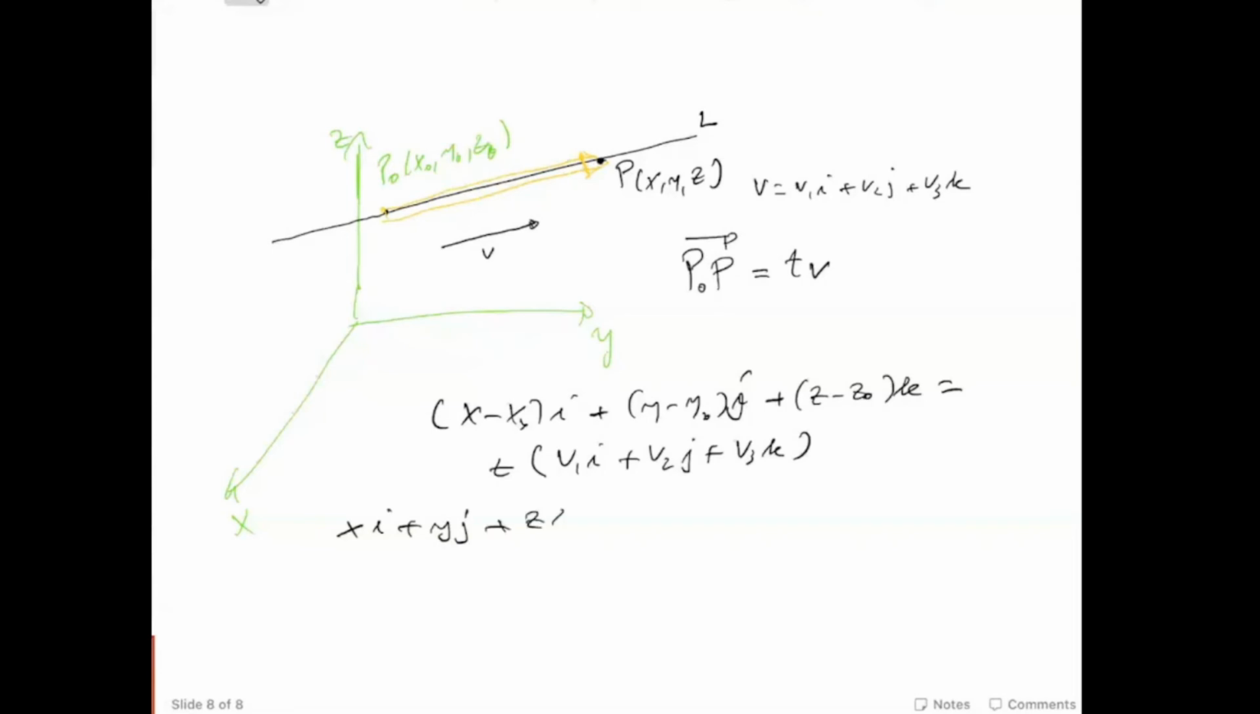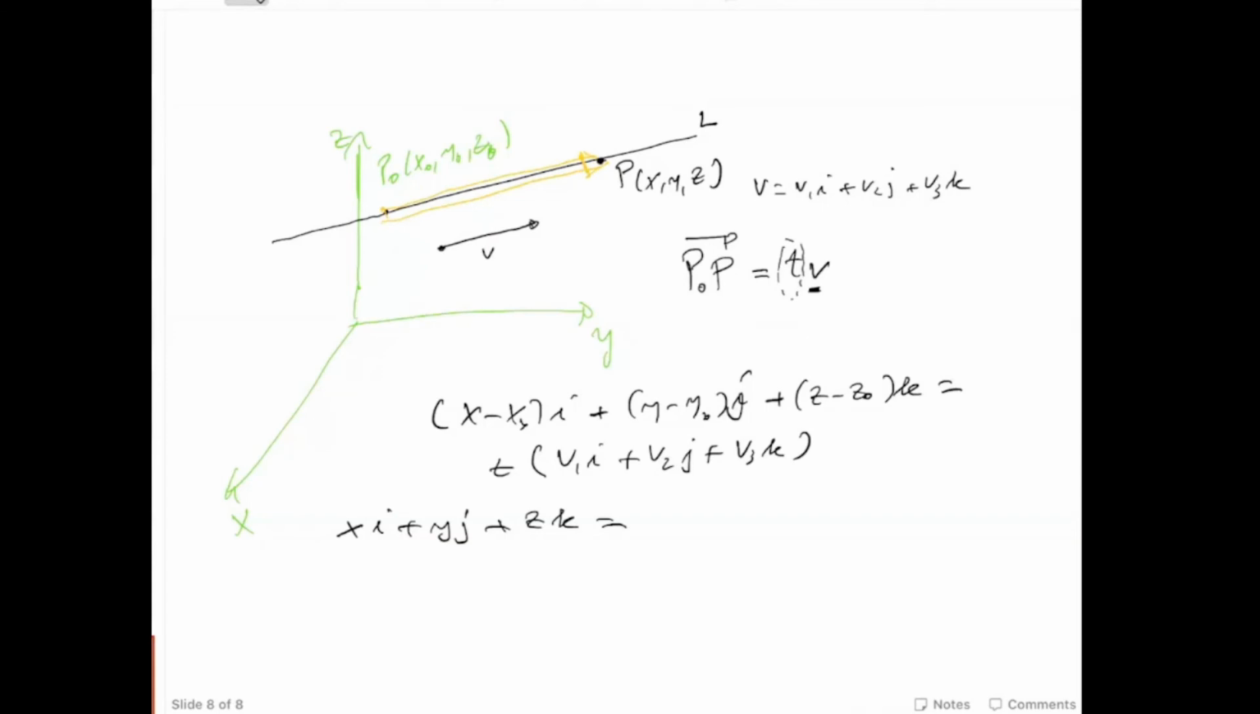Plus ZK, and then, V is the vector that provides the direction of the line. That means the line is parallel to V. And T is a scalar. Why do we have a scalar here?